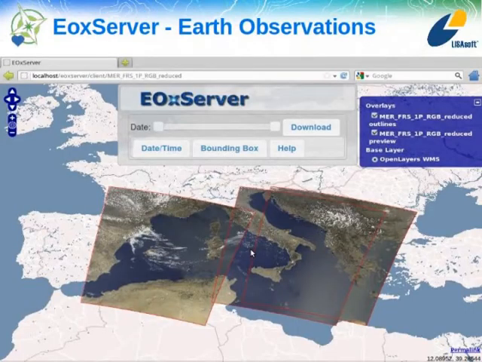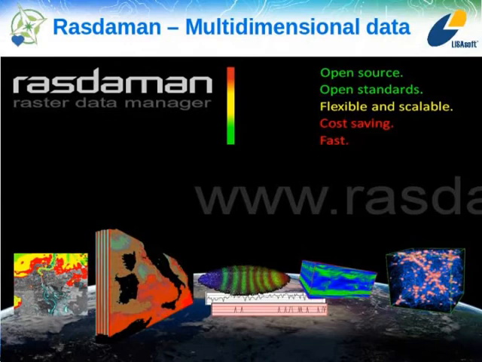Earth observations are viewing of the Earth and satellite images of the Earth, and they're usually published through a catalog service. And for that, we've got ExoServer and Last Demand both provide that type of functionality.